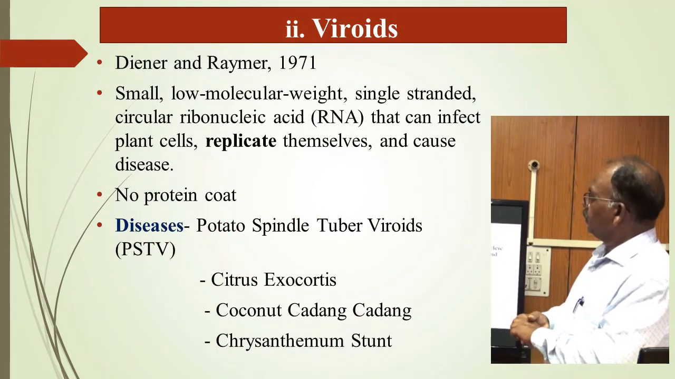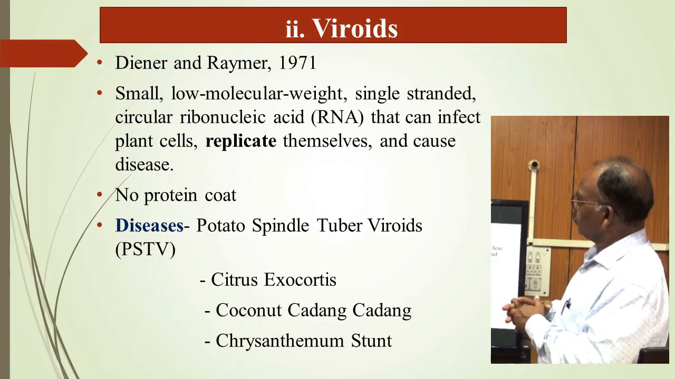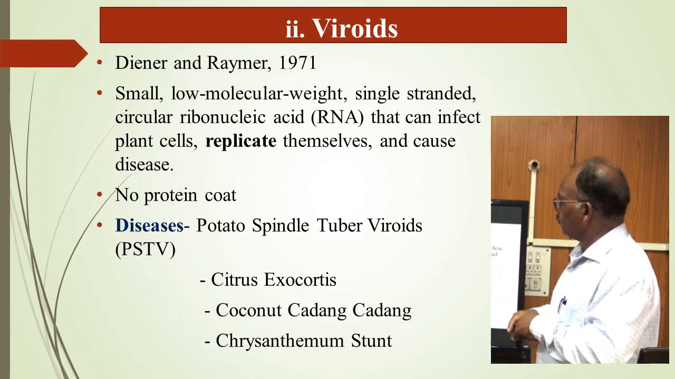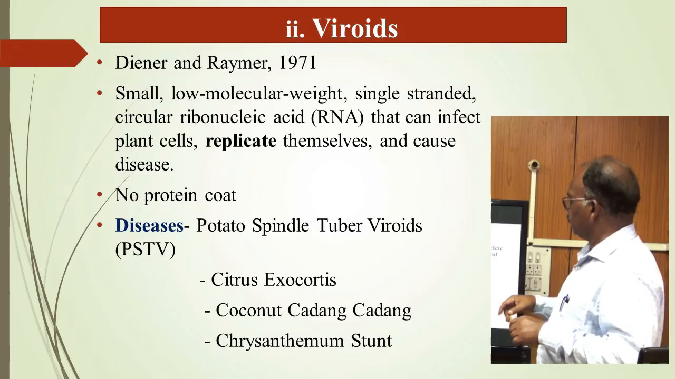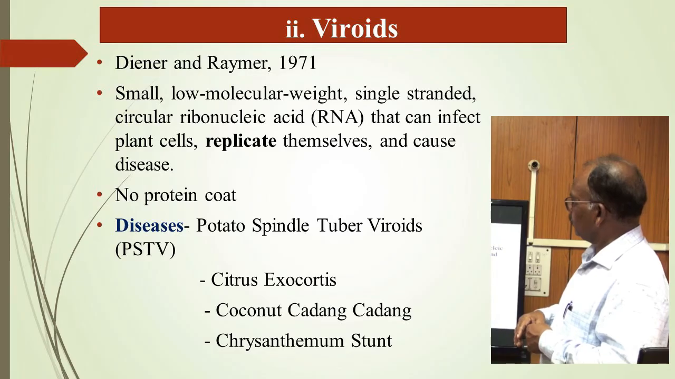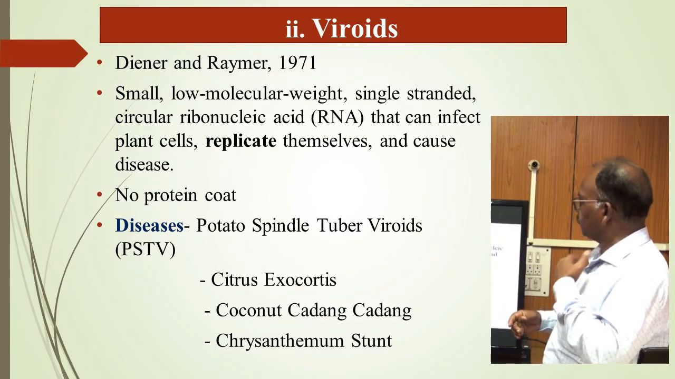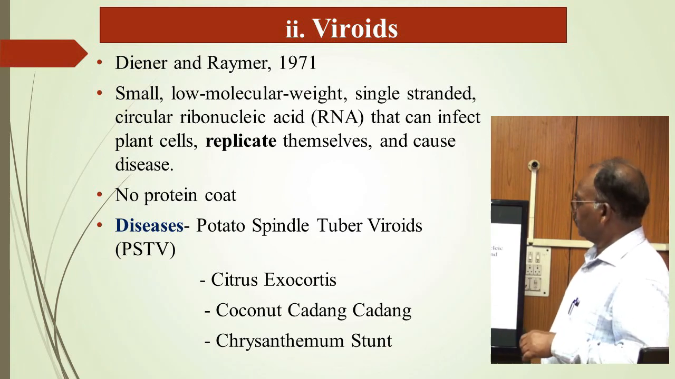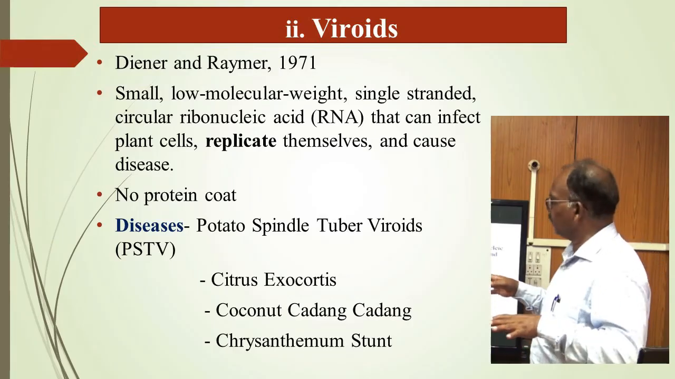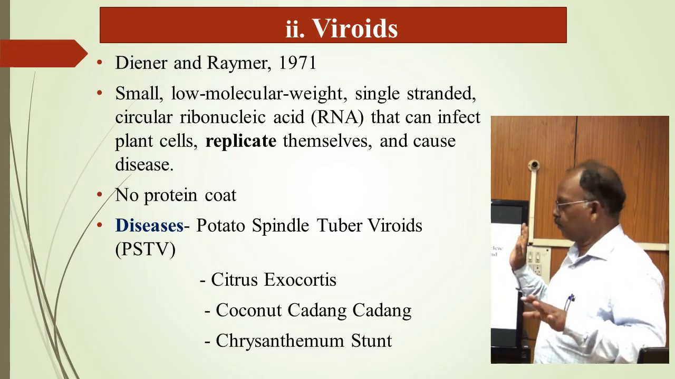Viroids. In 1971, Diener and Raymer discovered the viroids. Viroids are small, low molecular weight, single-stranded, circular ribonucleic acid, that is RNA, that can infect plant cells, replicate themselves and cause disease. There is no protein coat. That's why viroids are also called naked RNA. There is no protein coat, only RNA is found.